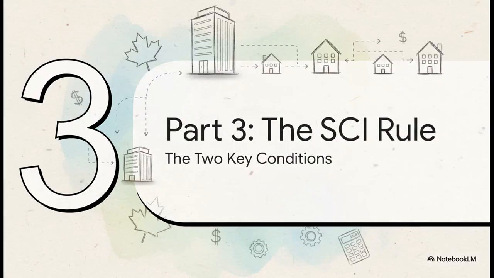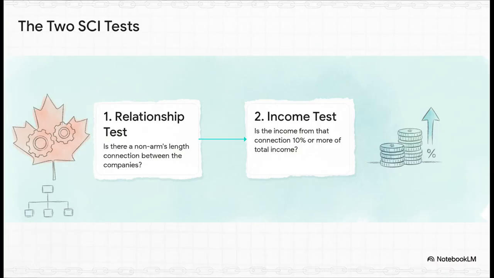All right, part three. So we know the why behind the rule. Now let's get into the how. How does it actually work? How do you know if you're looking at SCI? It all boils down to two key conditions you have to check for. Think of it like a two-part test, like two gates you have to pass through.